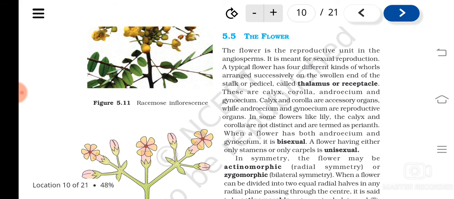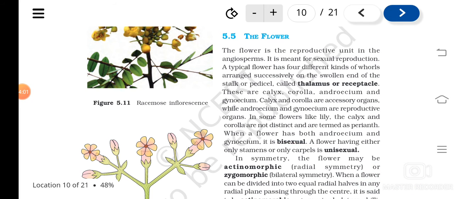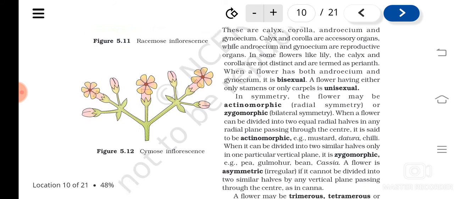So what are the units of all this? Calyx is made up of sepals, corolla is made up of petals, androecium is made up of stamens, and gynoecium is made up of carpels. Understood? Then if a flower has both androecium and gynoecium, that flower is known as a bisexual flower. So what is a bisexual flower? If the flower has both androecium and gynoecium.